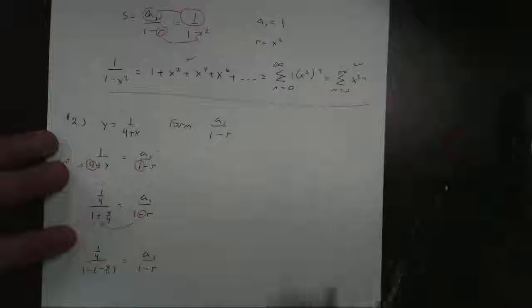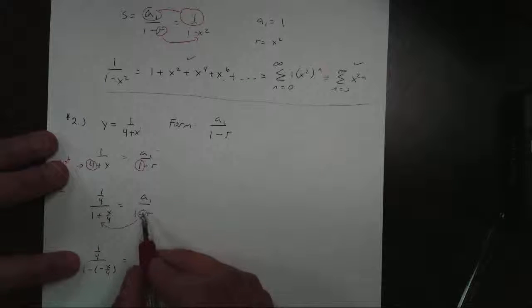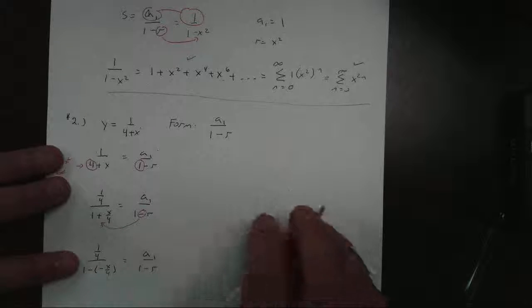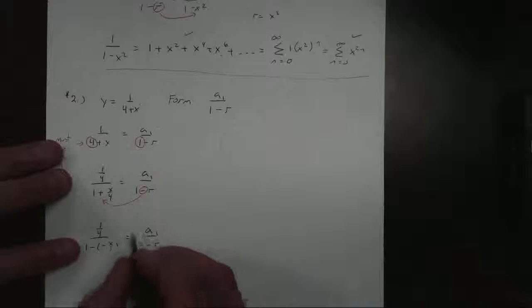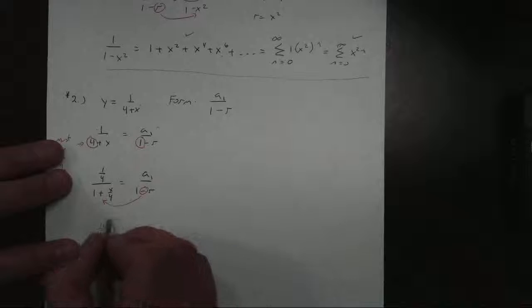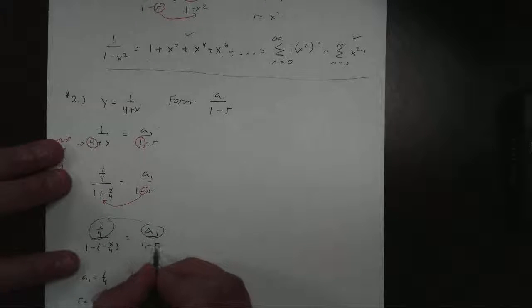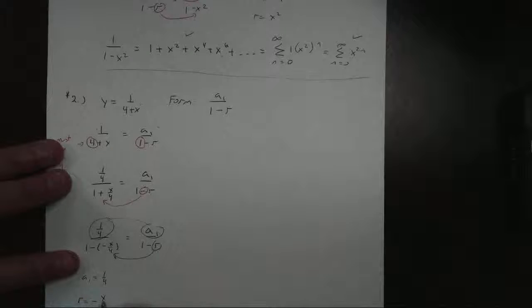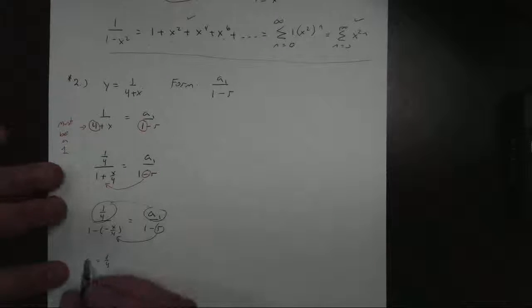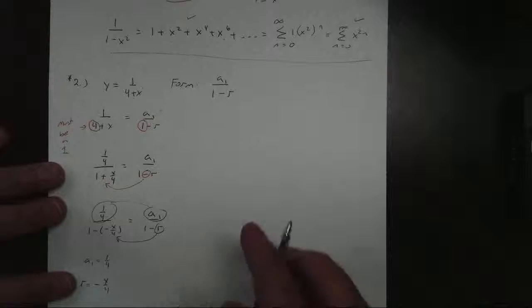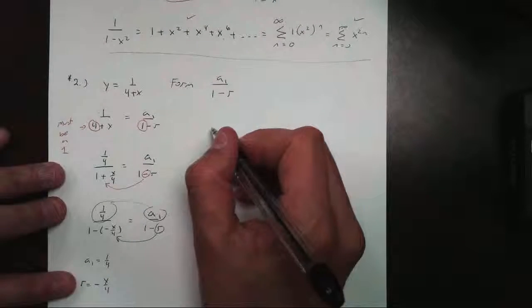And now I have everything. This is a 1, and that's a minus. So now I can write out my series. Well, what is my first term? My first term is this 1/4. What's r? r is this negative x over 4. So you notice this is going to be an alternating series because r is negative here. So now I can write my series.